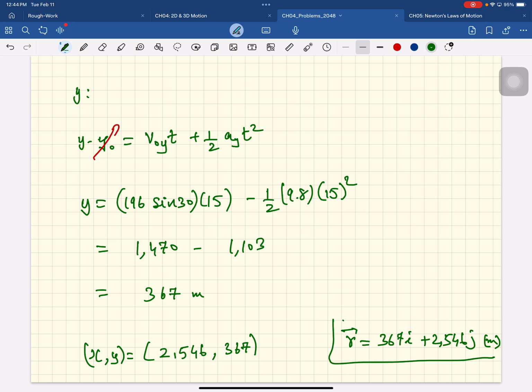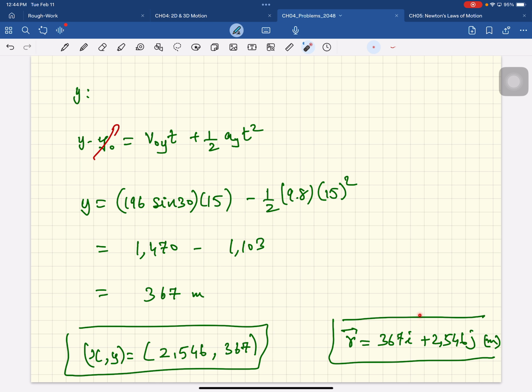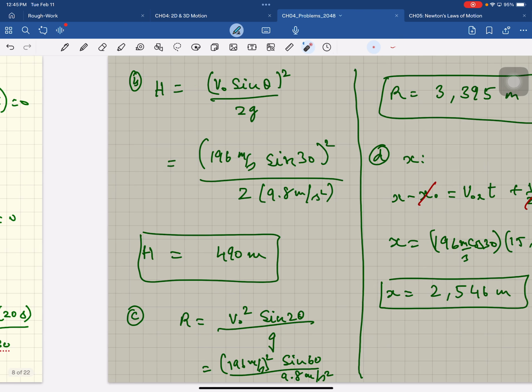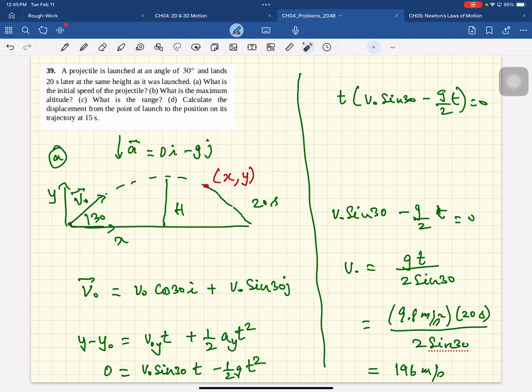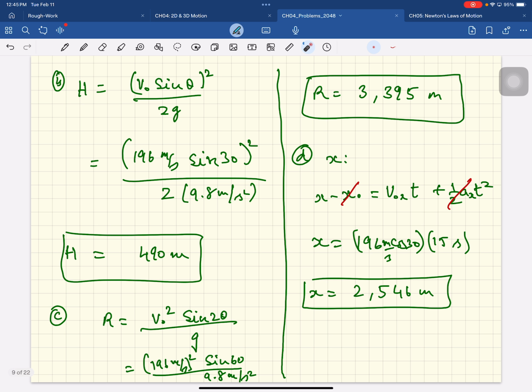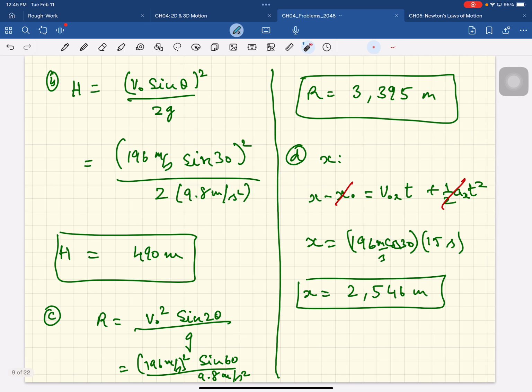Okay, so you can write the answer either way. That's the final position vector. And remember, the maximum height was 500 meters, so this has got to be less than that. Okay, that's less than that. And the range was 3,400 meters, so that x position had to be less than that.